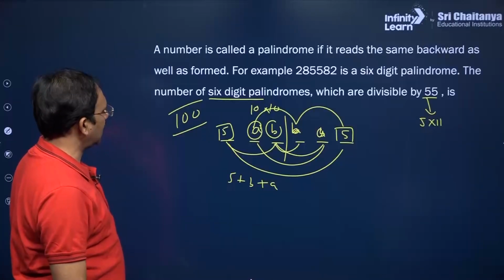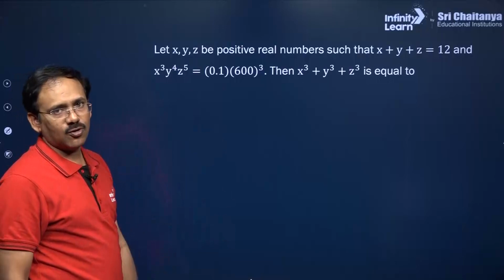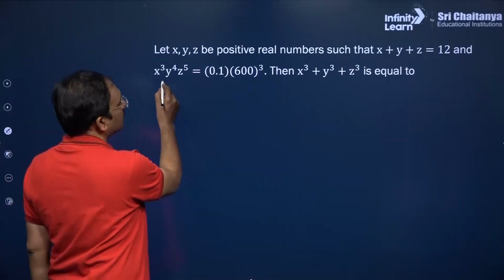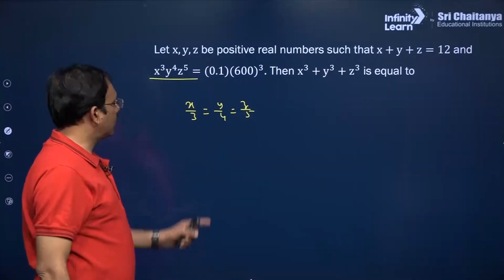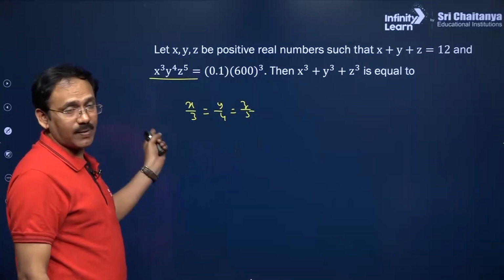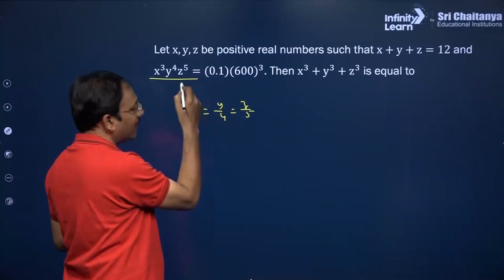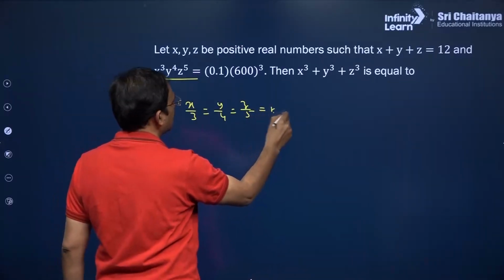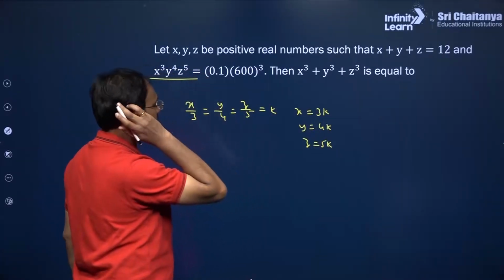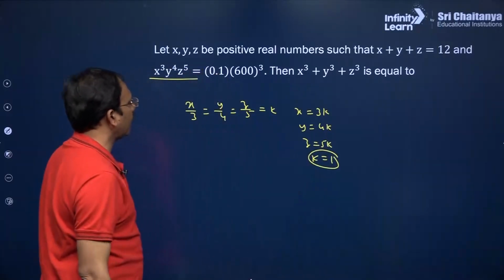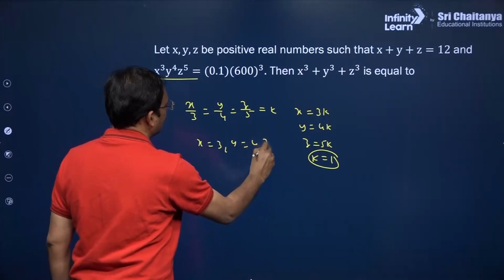Next. X, Y, Z be positive. You know, my dear friends, x cube, y power 4, z power 5 means you can apply AM-GM inequality. The minimum possibility is when x by 3 is equal to y by 4 is equal to z by 5. Because you can take 3 x by 3s, 4 y by 4s, 5 z by 5s, you can apply AM-GM. AM greater than or equal to GM, you will get. But equality means all these things will be equal. Suppose it is equal to k, x is equal to 3k, y is equal to 4k, z is equal to 5k. So, 12k is 12 means k is equal to 1, my dear friends. If k is equal to 1, x is 3, y is 4, z is 5. That's all.